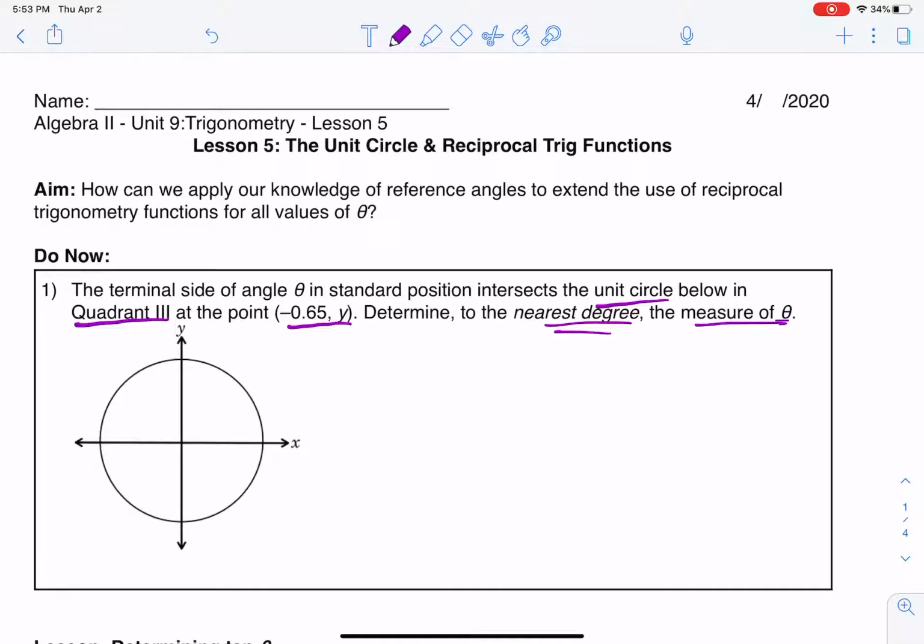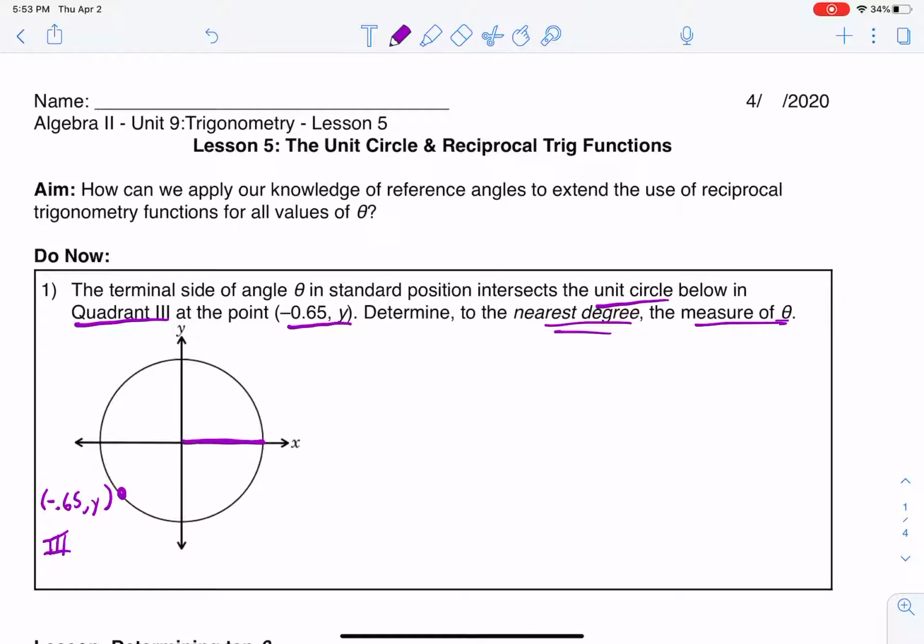All right, so let's sketch out some of the things we know in this problem. Well, we know where quadrant 3 is. It's negative x and negative y. We're given a point here, and that point is negative 0.65 as our x value. We don't know our y value, but we do know that the point is in quadrant 3.